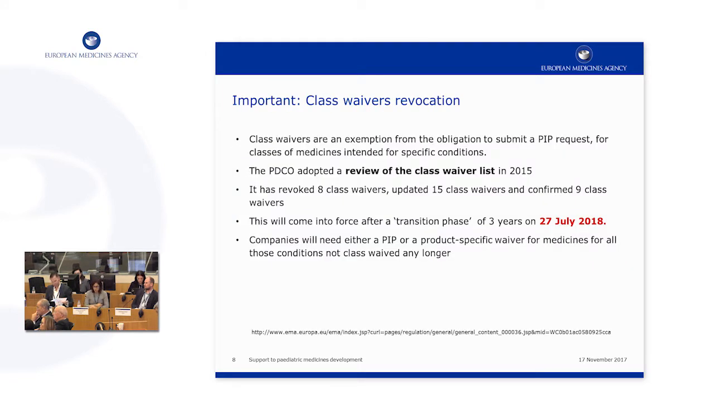In relation to class waivers, I would like to point out that the PDCO reviewed the list of class waivers in 2015. This is important because it revoked 8 class waivers, updated 15 class waivers, and confirmed 9 other class waivers. This new list will come into force after a transition phase of 3 years that will reach its end on the 27th of July of 2018. So it's important to keep in mind this date. From then on, companies will need either a PIP or a product-specific waiver for medicines for all those conditions that will not be covered by class waivers included in the previous list.